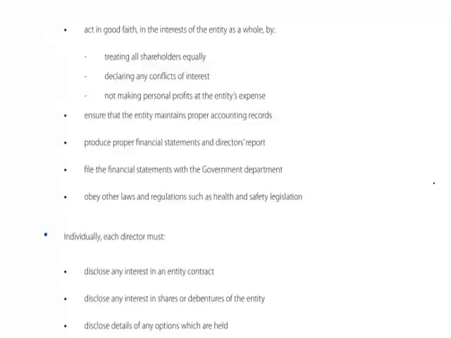Declaring any conflicts of interest? Yes, but that's what a director should do anyway. He should declare at the earliest opportunity. They should declare any potential conflict of interest. To whom? Who should they declare it to?